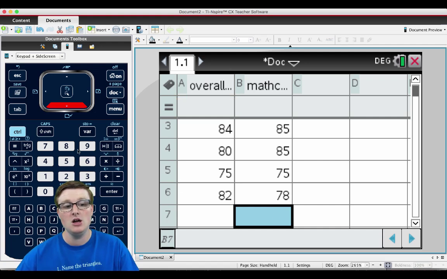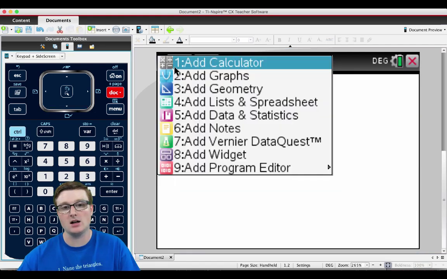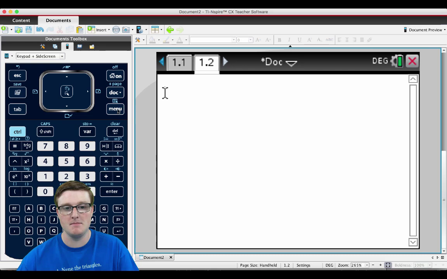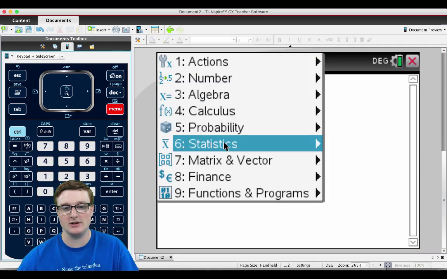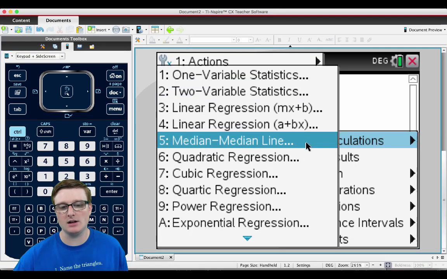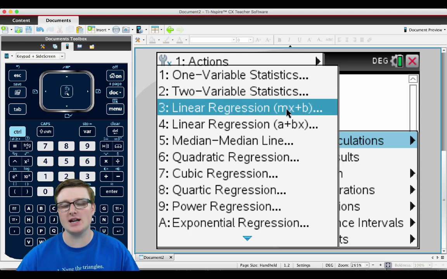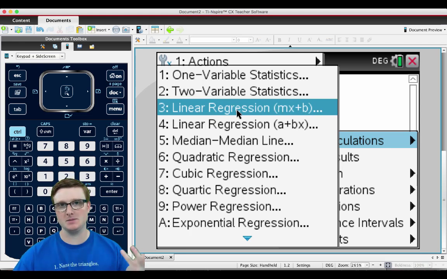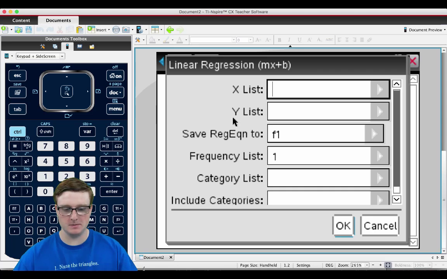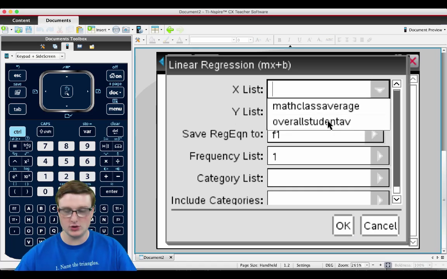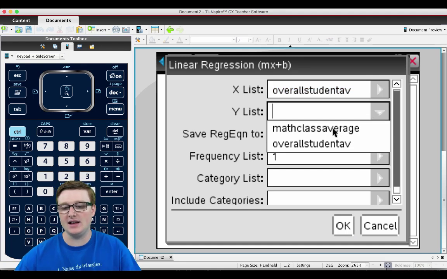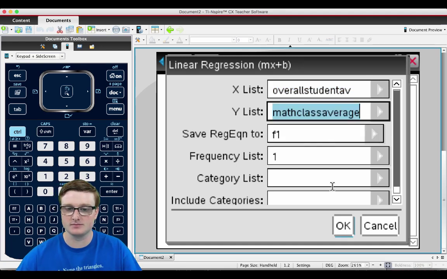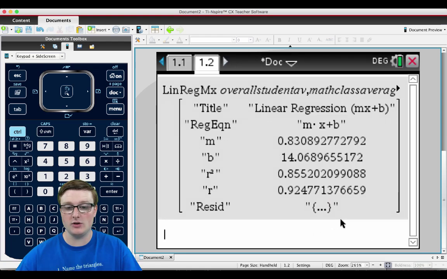Now from here, you just press Control Doc, add a calculator page. Go to Menu, go down to Statistics, go to Stat Calculations, and then go to Linear Regression mx plus b. I like mx plus b because y equals mx plus b. That's the formula that you learn. Your x list is going to be your overall student average, and your math class average is your y value, or your y list. And then you click OK.